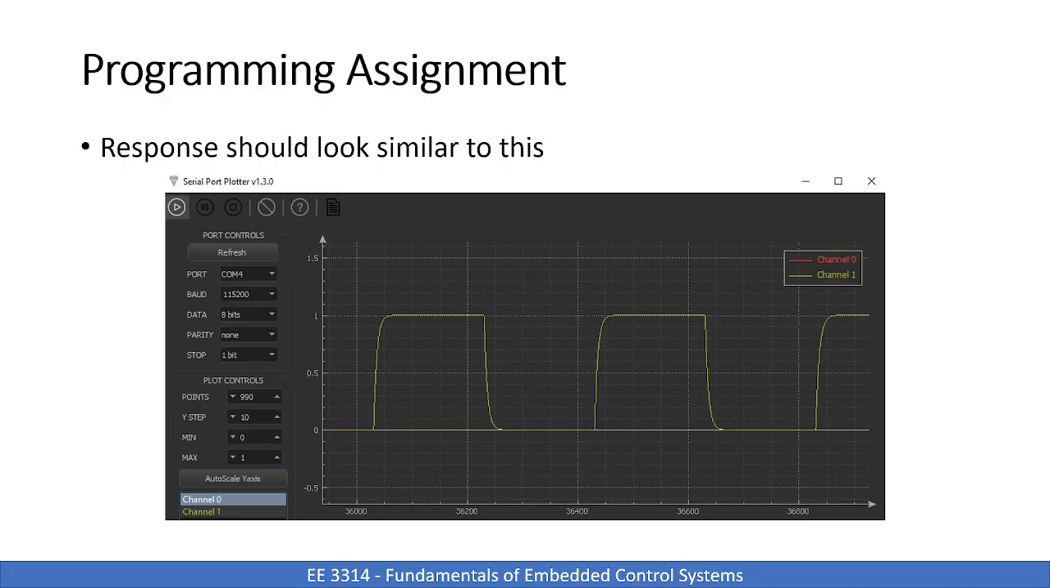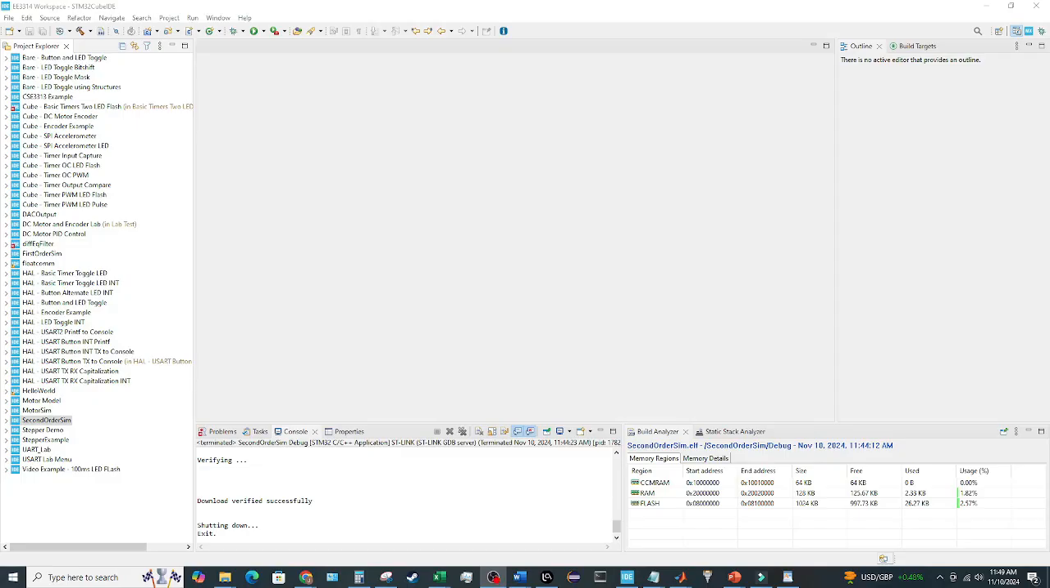Okay, so now let's go through and actually code up that programming example. I'll show you how to use the serial plotter, and we'll basically reproduce the example we just showed in the slides. Okay, so let's start a new project.